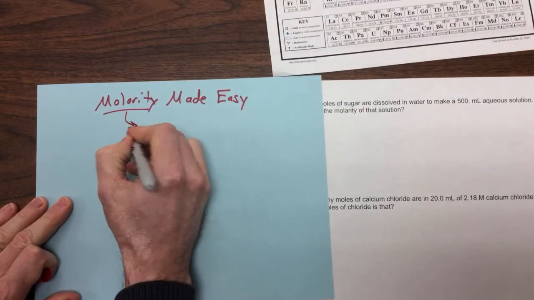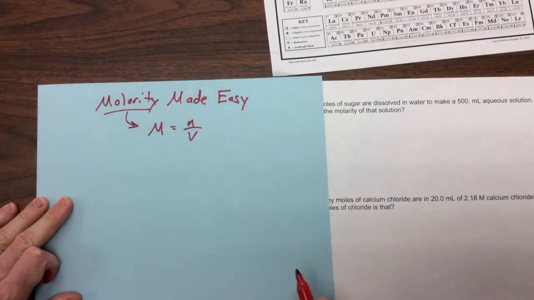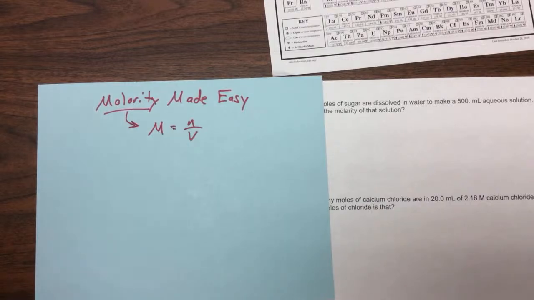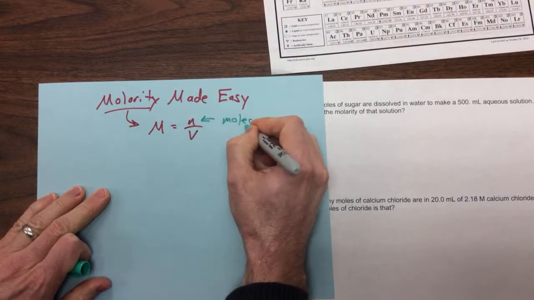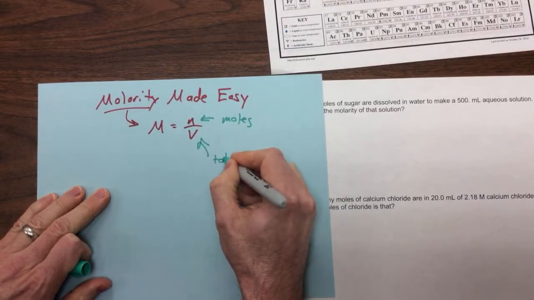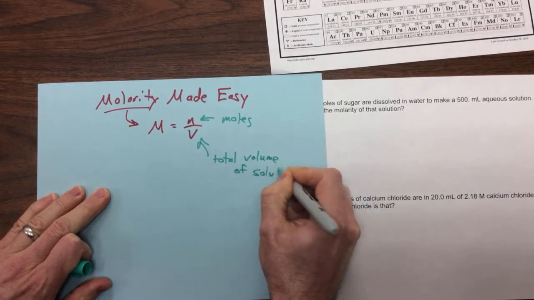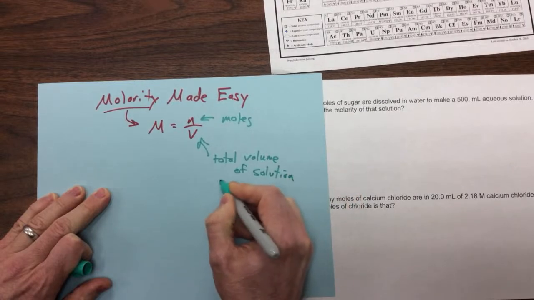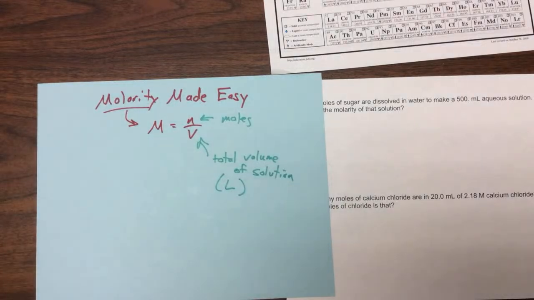Molarity, so we're going to talk about this. Molarity, as you guys should already know, is M equals n over V. So that's the definition of molarity. And n, as you guys know, stands for moles. And then V is your total volume of solution. It's critical to remember that that's always going to be in liters. So the total volume of solution in liters. Oftentimes in the lab, we are going to measure volumes in milliliters, but molarity is going to be moles per liter.